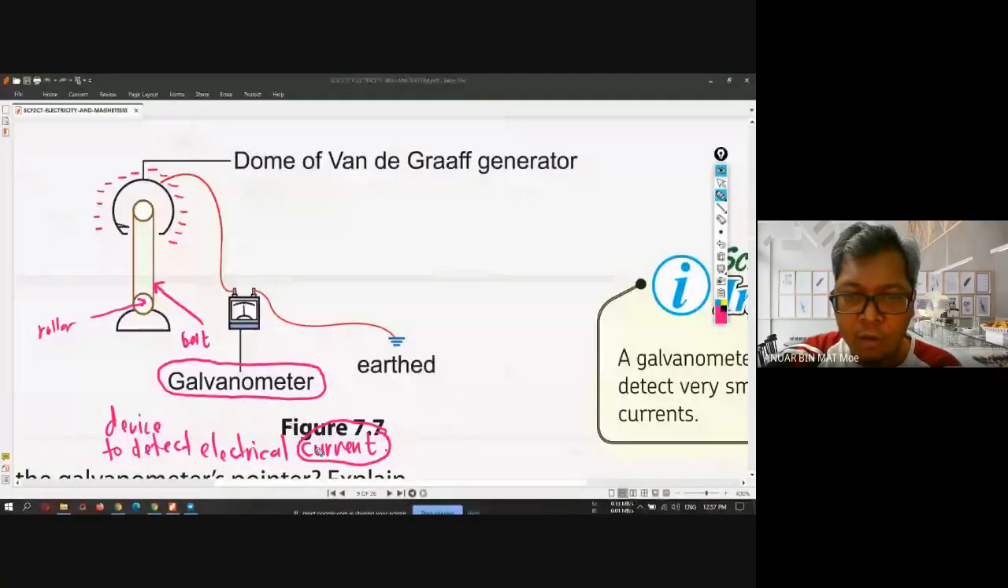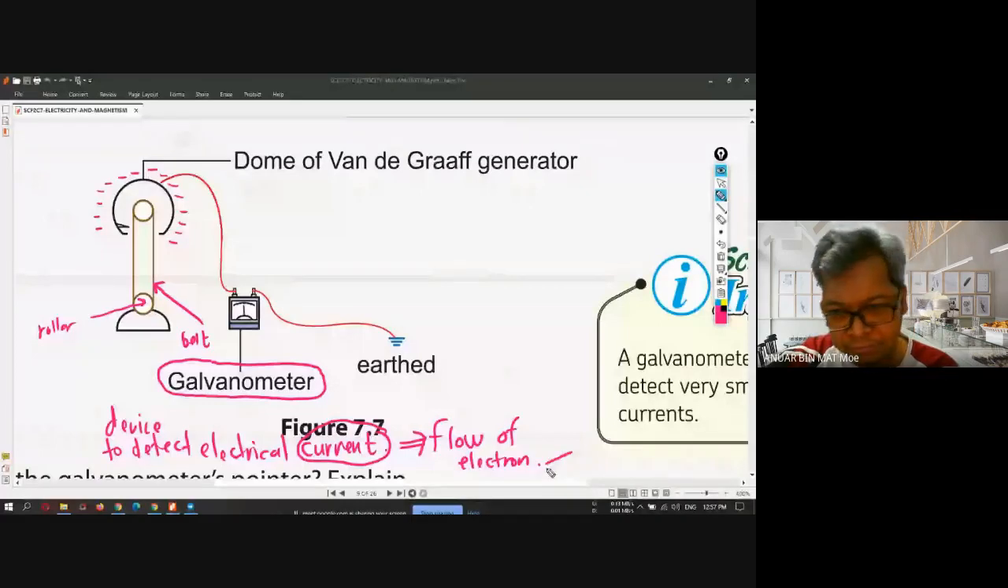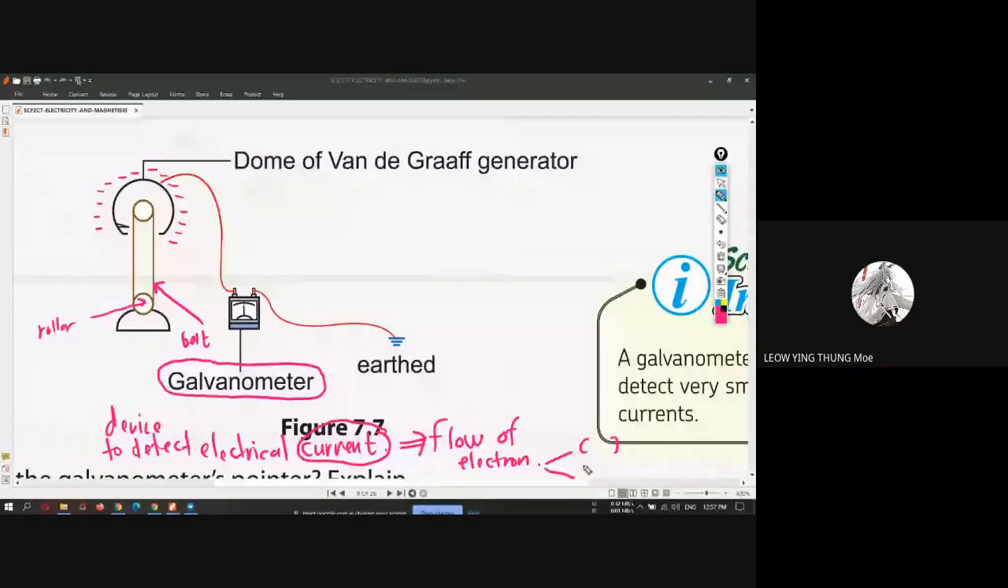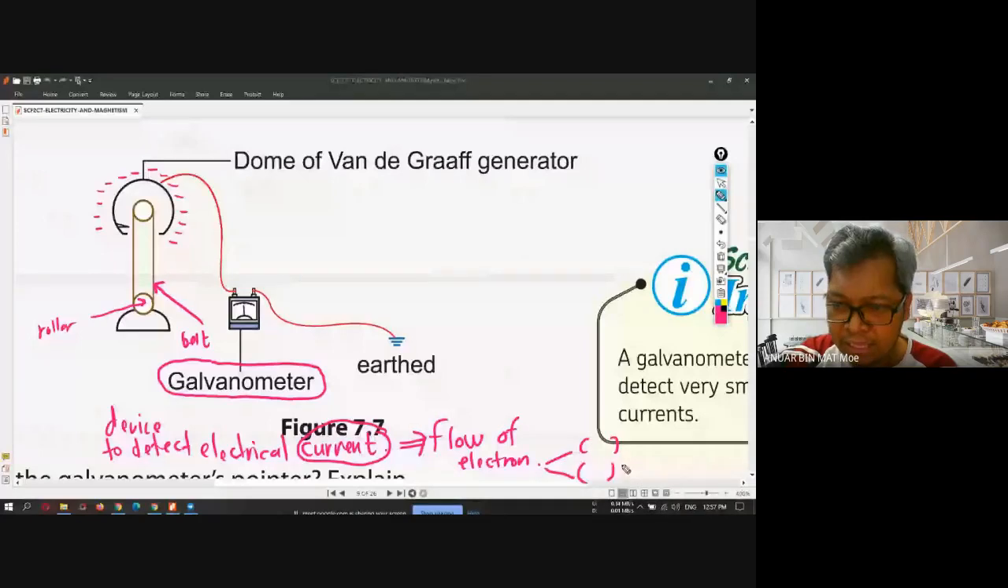Current is a flow of, you just remember, what is the meaning of current? Current is the flow of electron. You know what is electron? You still remember what is electron? Is it positive or negative charges? Electron, positive or negative charges, class? It is negative, yes. All right, it is a negative charge. We already learned that we have two types of charges. One is positive and one is negative.